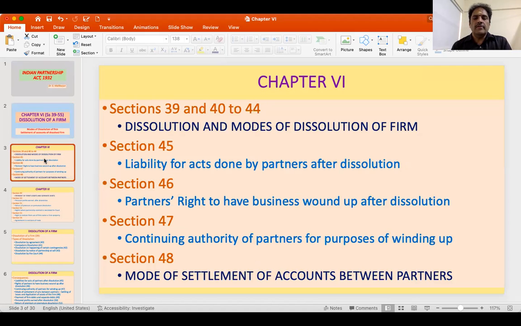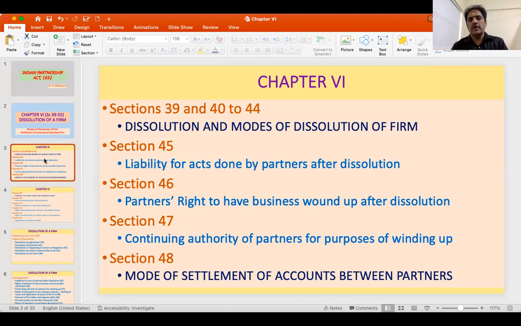So the chapter has section 39, which talks about dissolution. Dissolution means dissolving the firm in respect of all the partners. There is something called reconstitution, but dissolution means it is totally put to an end. Then sections 40 to 44 talk about the various modes of dissolution of the firm.